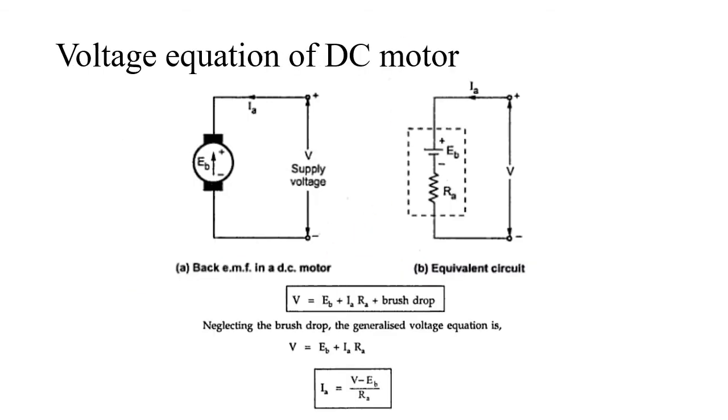Voltage equation of a DC motor. The terminal voltage V is equal to the back EMF in the armature conductor plus the voltage drop across the armature, that is IaRa, plus the brush drop. The brush drop is very small, that is negligible. So it can be modified as V = Eb + IaRa. Whereas if you want to find the armature current, then you can use this equation: Ia = (V - Eb)/Ra, the terminal voltage minus back EMF divided by the resistance of the armature.